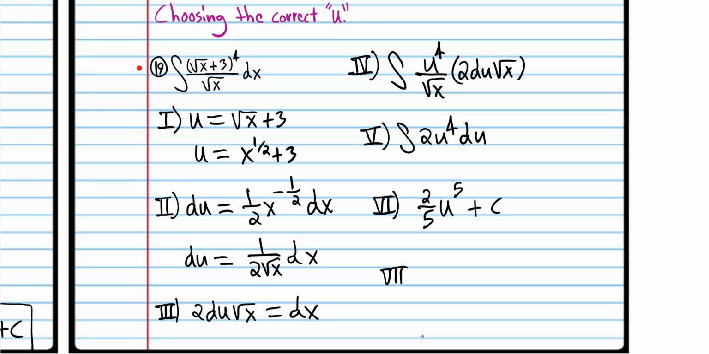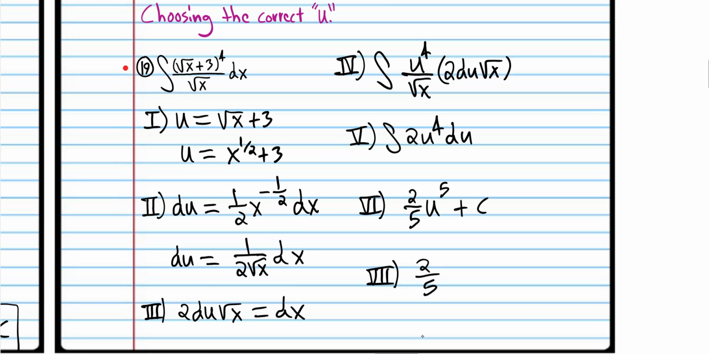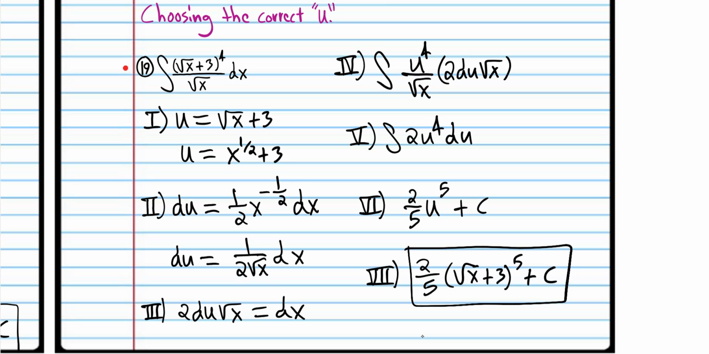Step 7 is to go back to x's, because we want just x's. So what was u? U was root x plus 3. So that's our answer. That's the antiderivative.